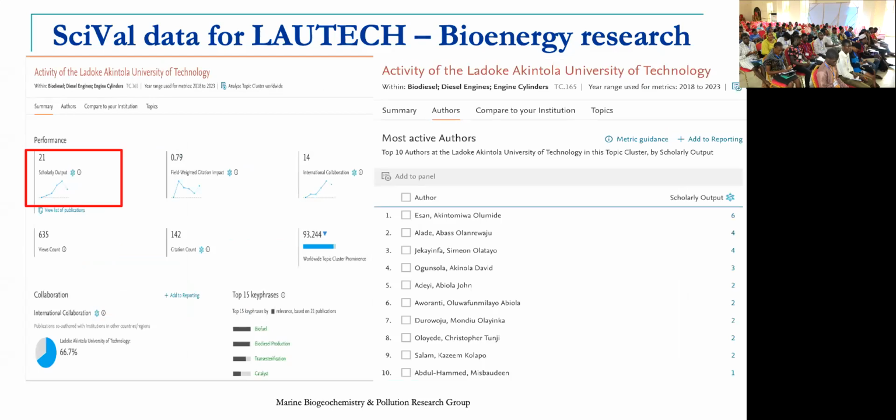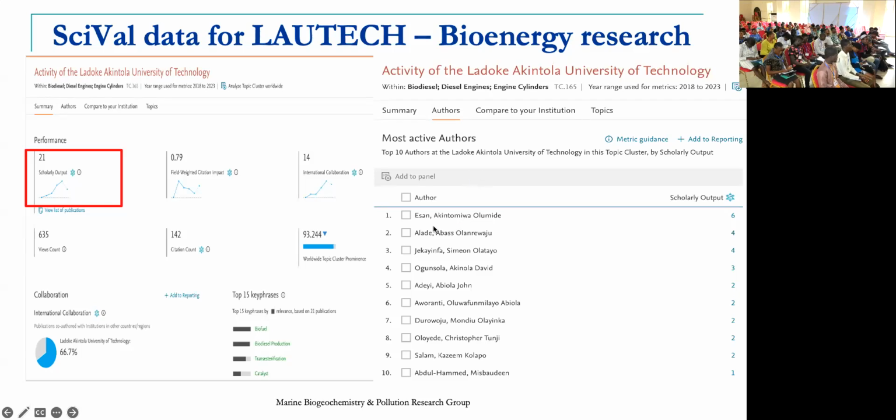And then for those that are focusing on the topic cluster 165, that's on biodiesel, I saw about 21 scholarly publications by these authors. These are the top 10 authors at your university that are focused on this topic cluster, and these are their research outputs. Again, it's quite encouraging.